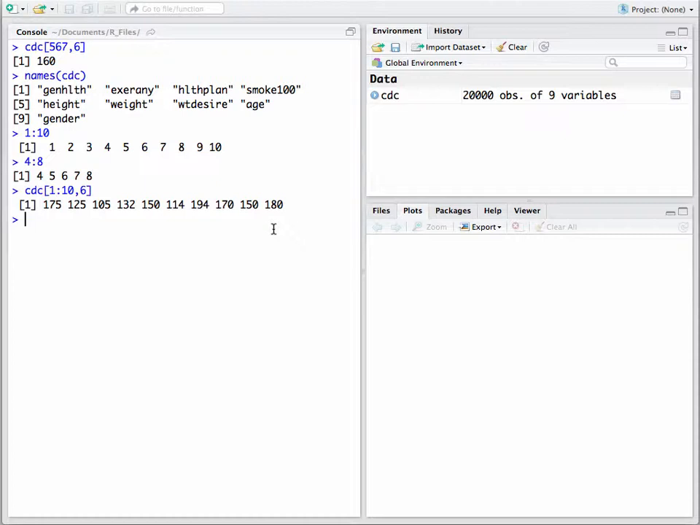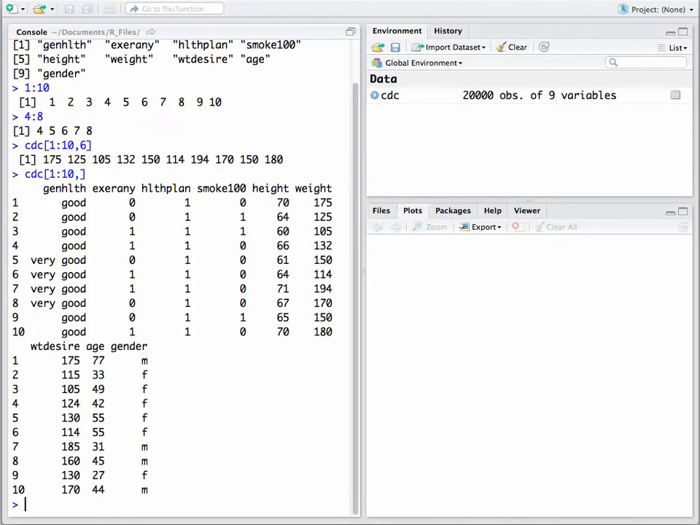Well, what if I'd done the following? What if I'd said CDC, square bracket, 1 colon 10, comma, and left the column blank. Notice I said I want rows 1 through 10, but just left the column blank. What's that going to do for me? Well, that gives me all of the variables for the first 10 people. In other words, it gives me general health, everything. It says I didn't want just the column for weight. I wanted all of the columns.